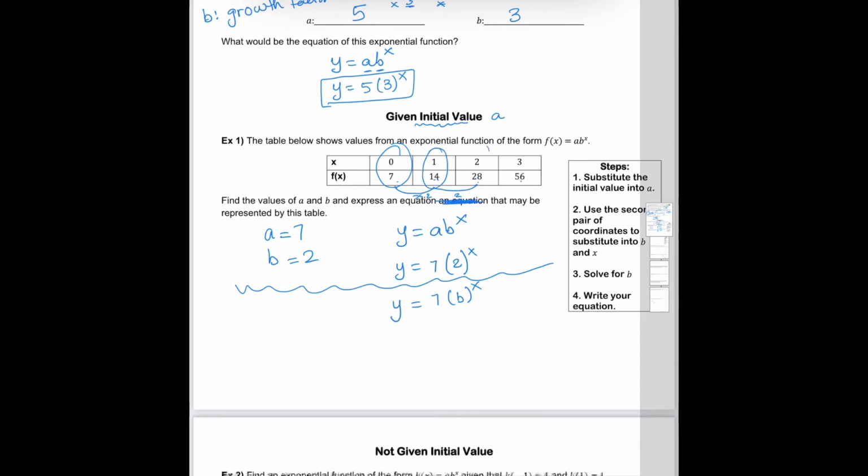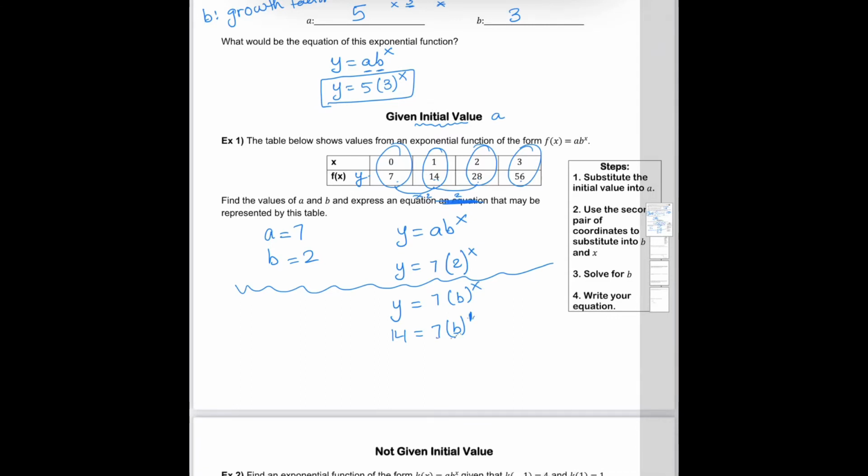You can pick any other point, any other second coordinate. Either you can pick 1, 14, 2, 28, 3, 56. Does not matter. I'm going to pick 1, 14 and I'm going to substitute for x and y. F of x is the same thing as y. Remember that. So I'm going to say 14 equals 7 times b to the, what was x? X was 1. It's to the 1.